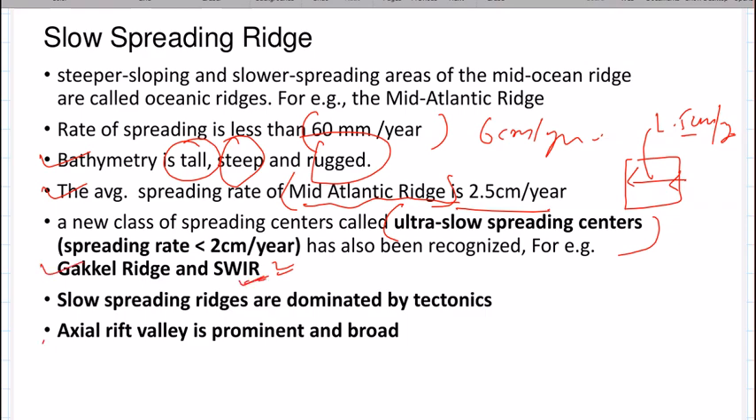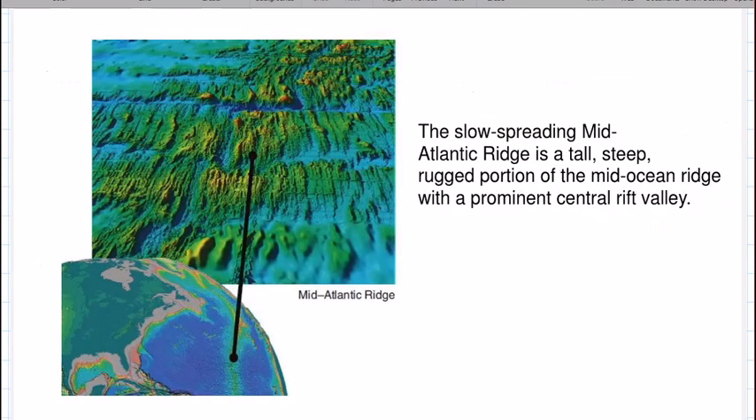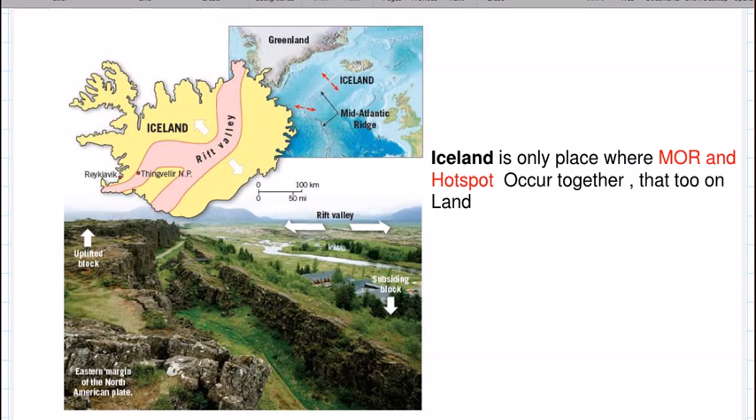The axial rift valley is prominent in the slow spreading ridge. Here you can see the ridges, and in between you can see the axial valley. Here you can see the valley completely. The mountain is tall and rugged. Here is a fact: Iceland is the only place where mid-oceanic ridges and a hotspot occur together. Iceland lies right in the middle of the Mid-Atlantic Ridge, and along with it there is also a hotspot here.